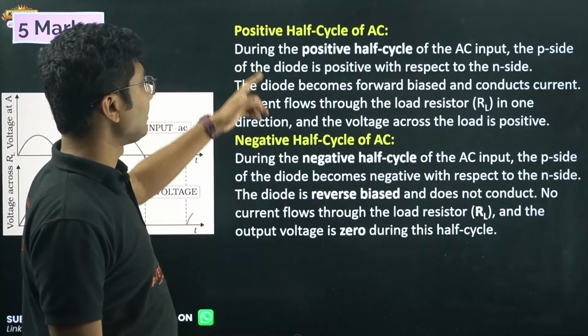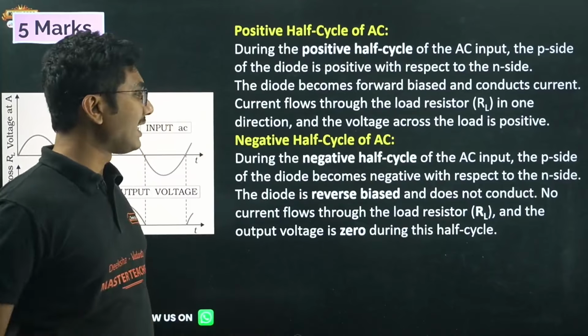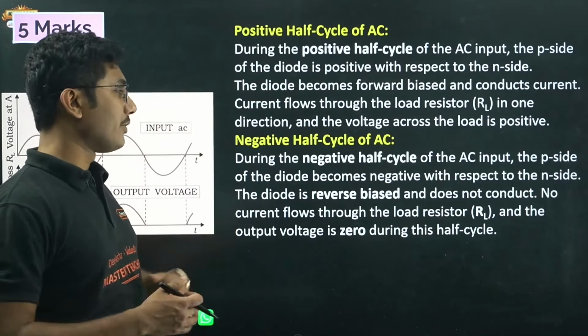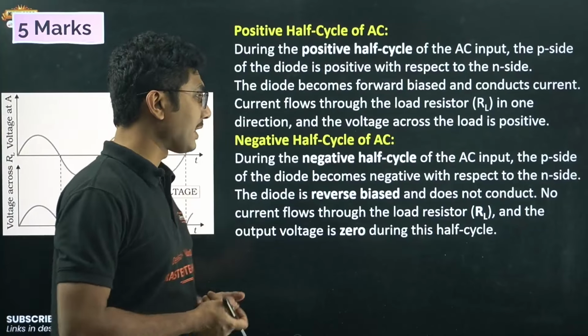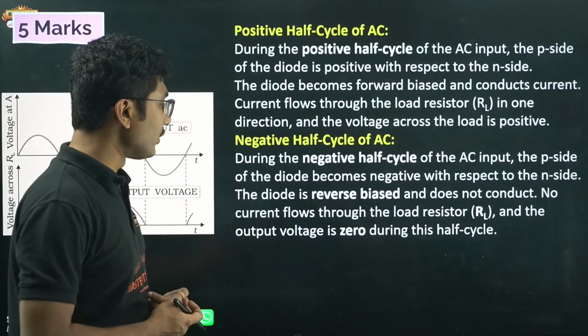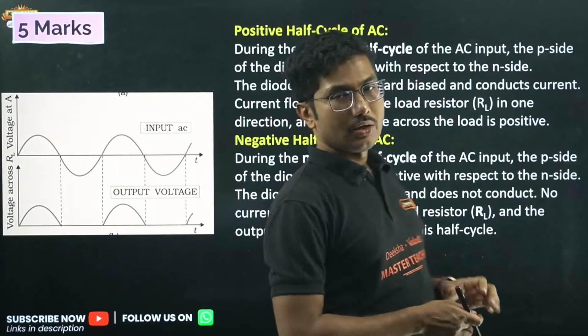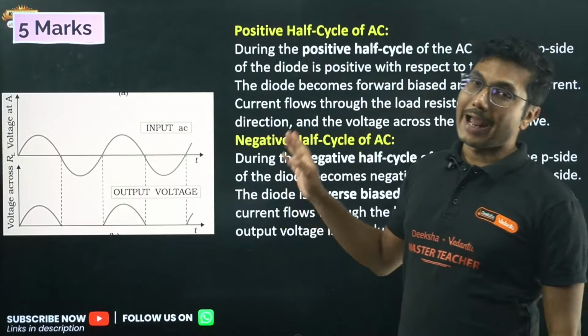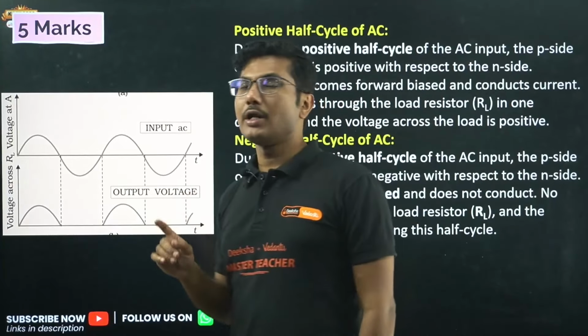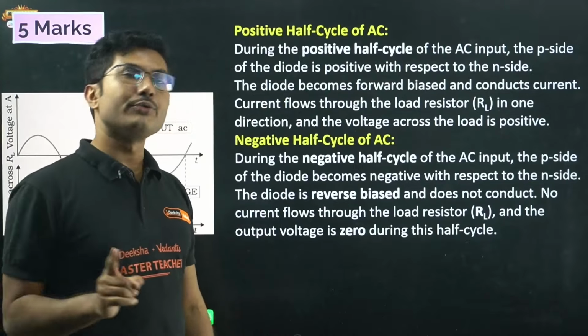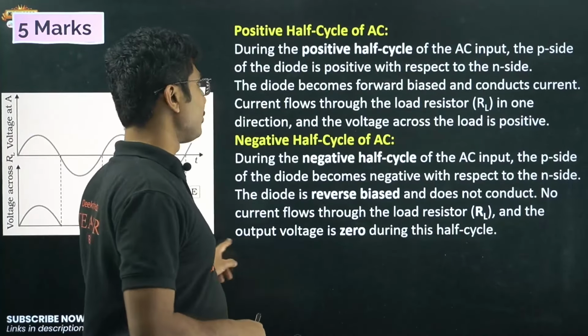During the negative half cycle of the AC input, the P side of the diode becomes negative with respect to the N side. The diode is reverse biased and does not conduct. No current flows through the load resistor RL and the output voltage is 0 during the half cycle. So half cycle, positive and negative, full wave and half wave rectifier, both rectifiers are very, very important. One of the rectifiers is going to come in your pre-board for sure.